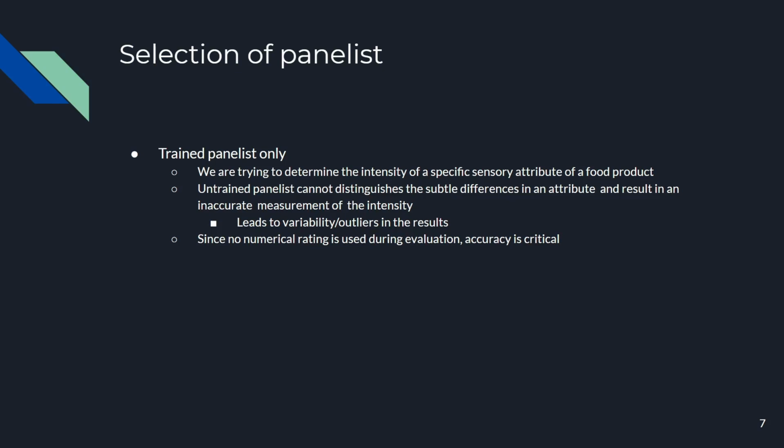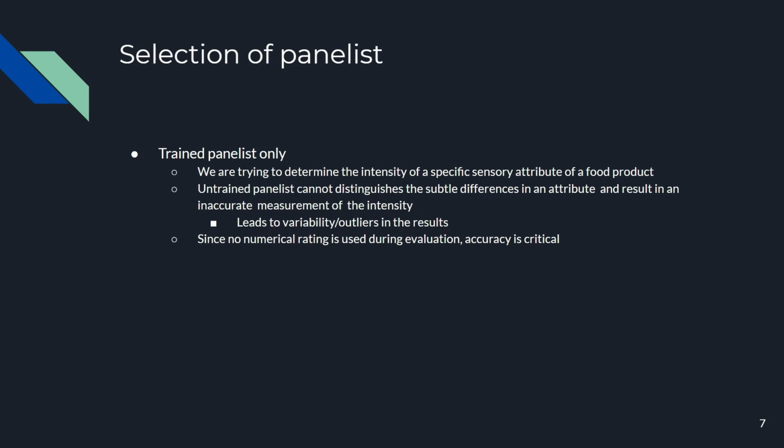For the sample testing, we will be using trained panelists only because we are trying to determine the intensity of a specific sensory attribute, and in this situation, we are testing the color intensity of maple syrup. If untrained panelists were to be used, they wouldn't be able to distinguish the subtle differences in the color intensity of the different maple syrup products, because these maple syrup products would all look the same if we just look at it at first. So as a result, they would inaccurately measure intensity, and this would result in lots of variance and outliers in our data. Also, since there's no numerical rating system, evaluation system, the panelists are essentially eyeballing it.